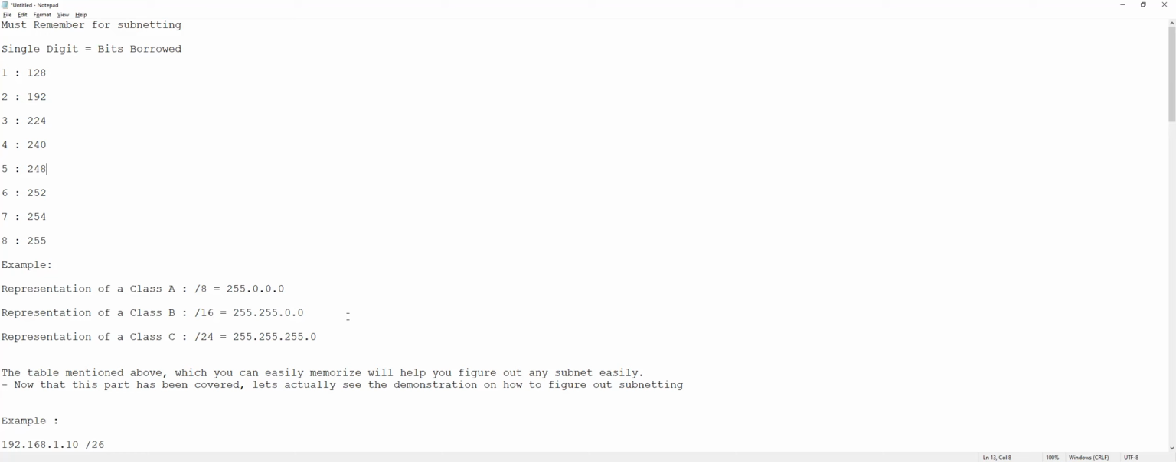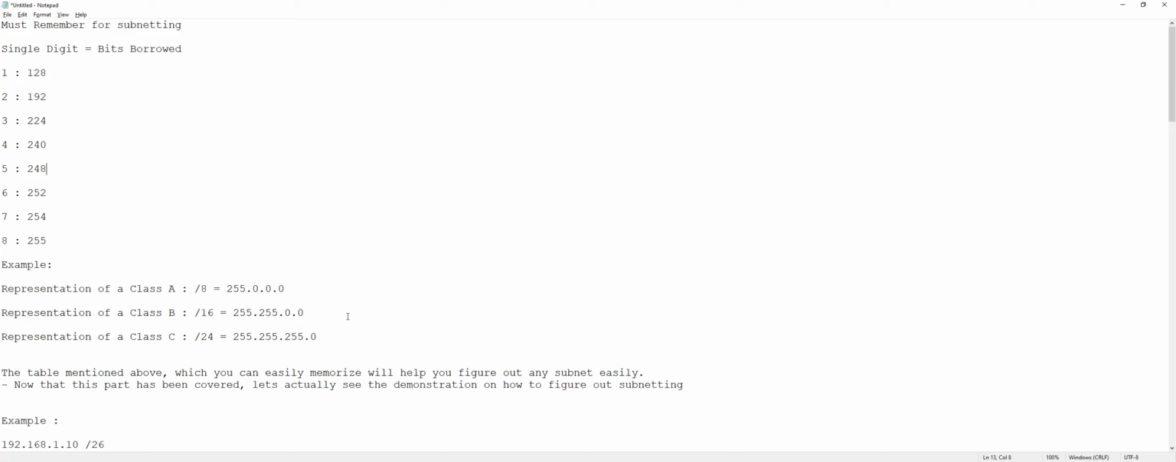So what this means is if I were to borrow 1 binary bit from a C class, which is a /24, this right here will turn to /25. And my subnet mask is going to be what? 255.255.255.128. Does that make sense? If I borrow 2 bits, this is going to turn into a /26, and this is going to turn into 255.255.255.192. I think you guys get the point now, right?